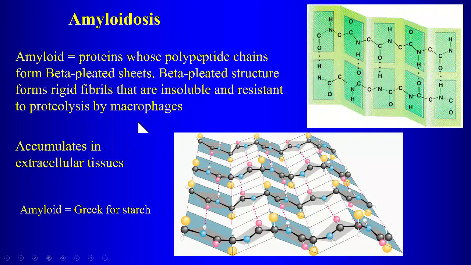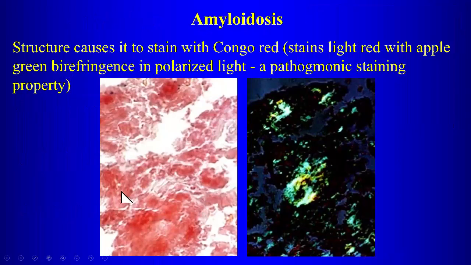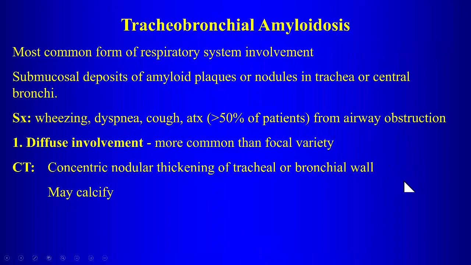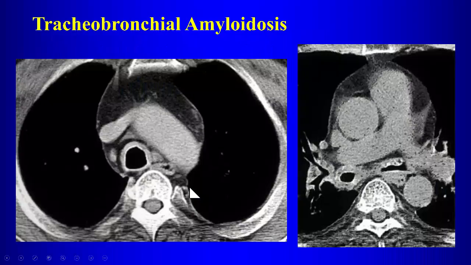So this can also accumulate within the trachea. So the way they look for it, the pathologist looks for it with Congo red stain, and also this apple green birefringence is a pathognomonic property of amyloid that the pathologist will look for. Tracheobronchial amyloid, this is the most common form of respiratory involvement. It can be diffuse or it can be focal, okay?